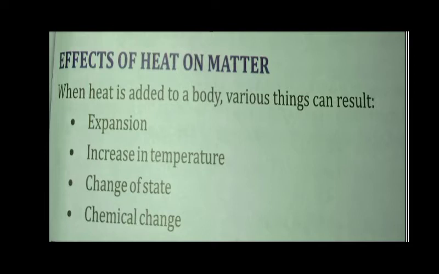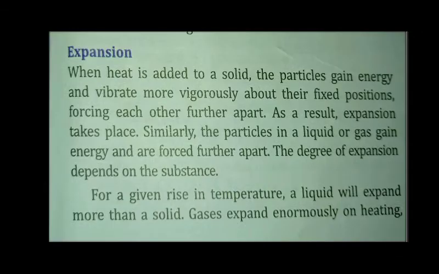So for burning, when you heat the wood, it burns, and that is a chemical change. You will get carbon dioxide and ash. So these are the effects of heat on matter. These effects are expansion, increase in temperature, change of state, and chemical change. Now first of all, let us do what is expansion.